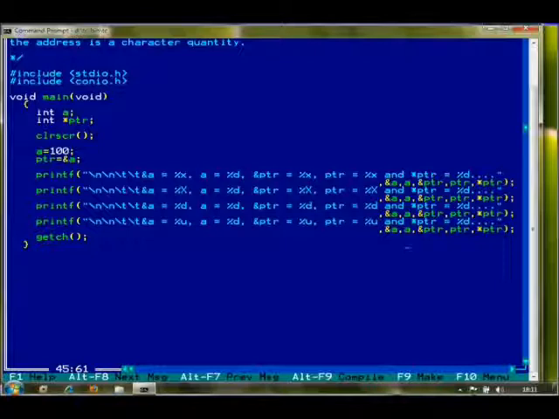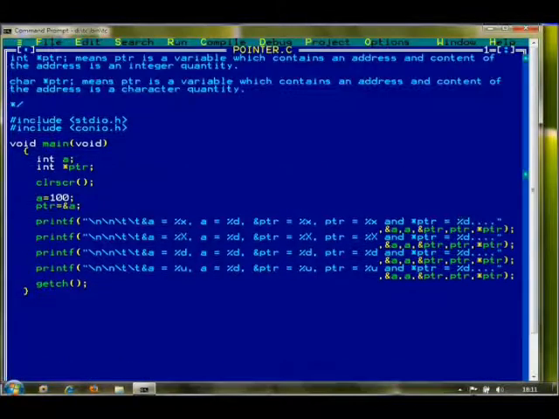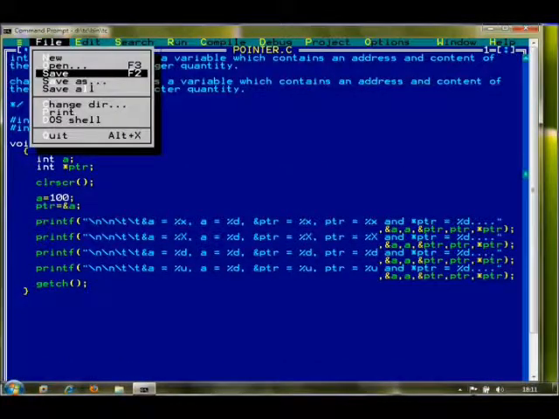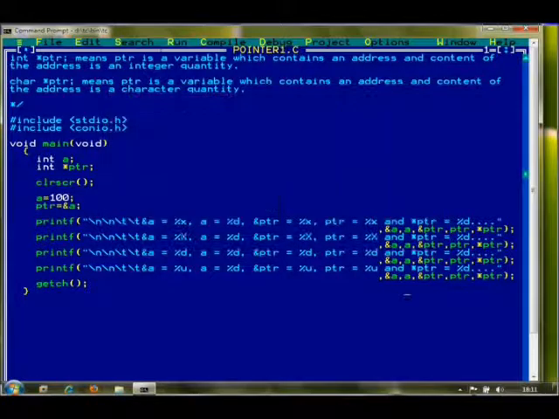Now I'm going for the next phase. Good, so I'm saving this one. Let us save the same program in another way. Save as pointer1.c. Now I'm changing my program here.